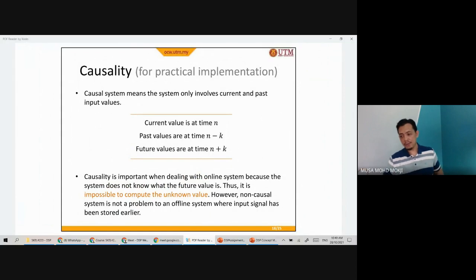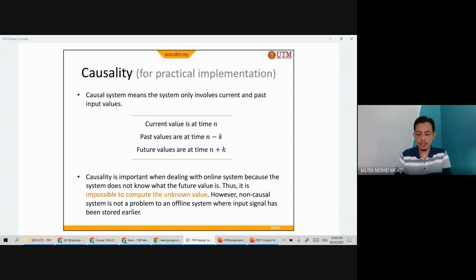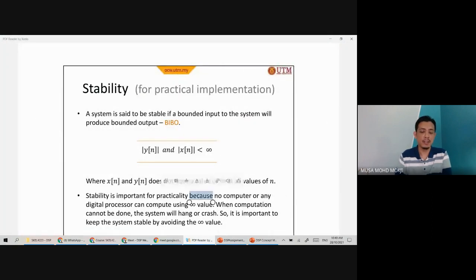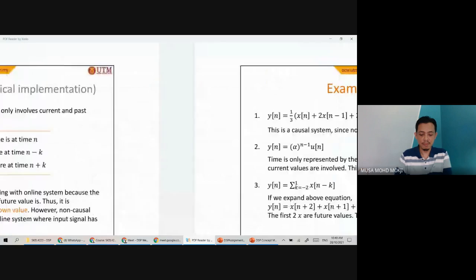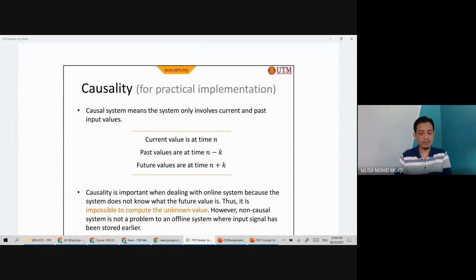Okay, so we have two more characteristics, which are causality and stability. These other two are for what we call practical implementation. If our system is not causal, we cannot implement it, especially on an online system, so the system is live. If it is an offline system, we still can somehow use a non-causal system, but most of the time we try to avoid that.